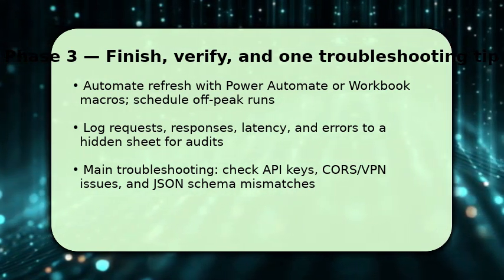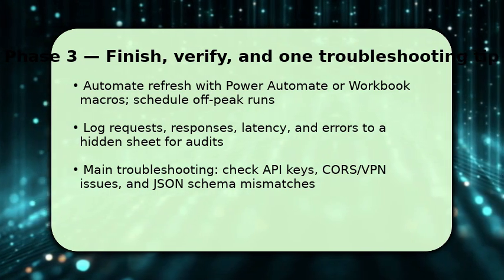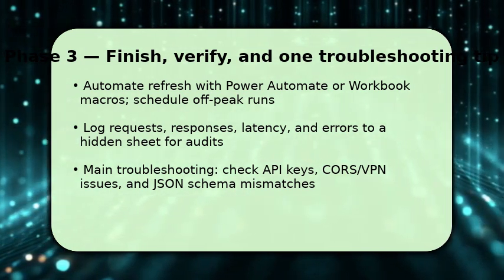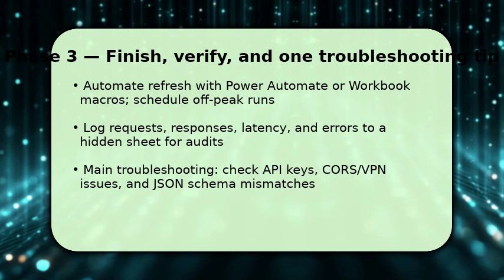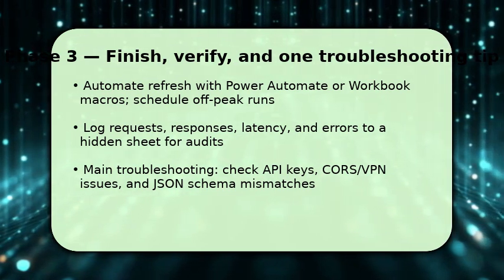If things go wrong, first verify the API key and endpoint. Then inspect the returned JSON for schema changes. Often the fix is updating your parser or retry logic.